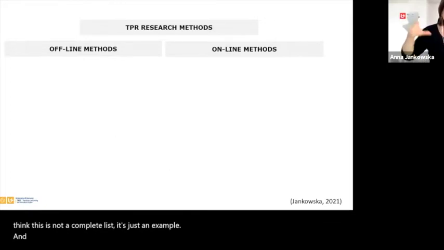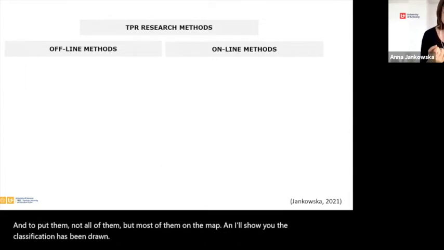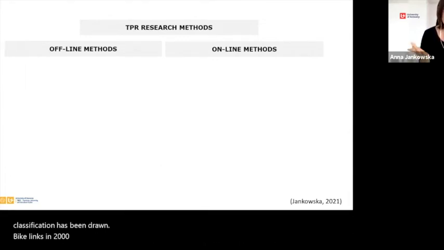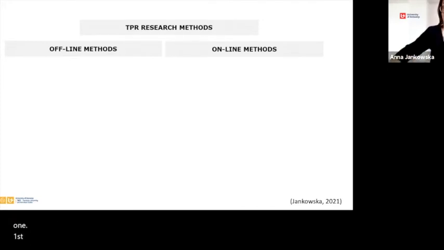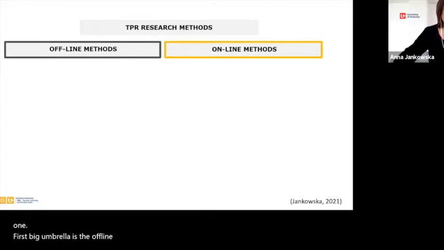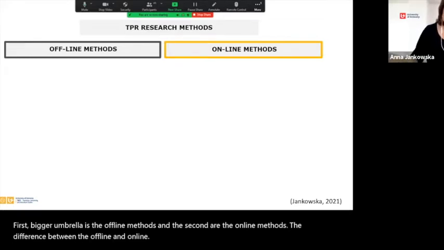To put them, well, not all of them, but most of them on the map, I'll show you the classification that has been drawn by Krings in 2005. He basically says that TPR research has two types of methods. The first, bigger umbrella is offline methods, and the second is online methods. The difference between the offline and online is actually quite simple.